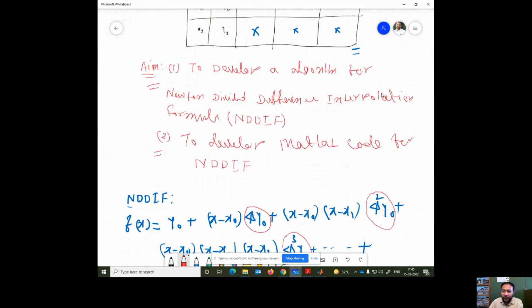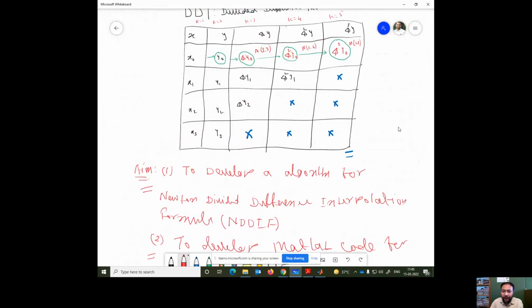What is the table here? Look here. The value of delta y naught can be estimated from the table. The value of delta square y naught can be estimated from the table. Same thing here, delta cube y naught can be estimated from the table. It means that it is taking from the matrix location where it is the first row, and the column is moving from k equal to 3 onwards.